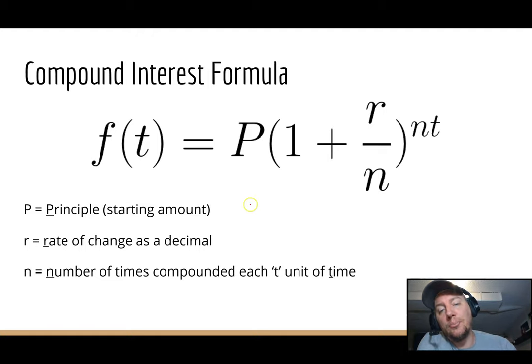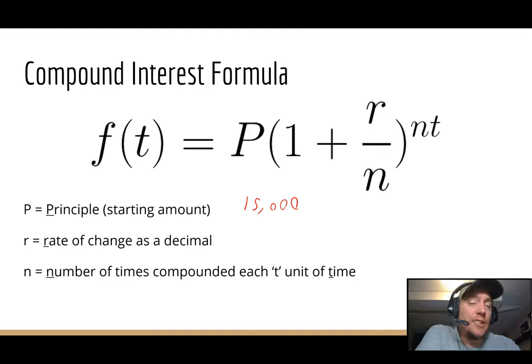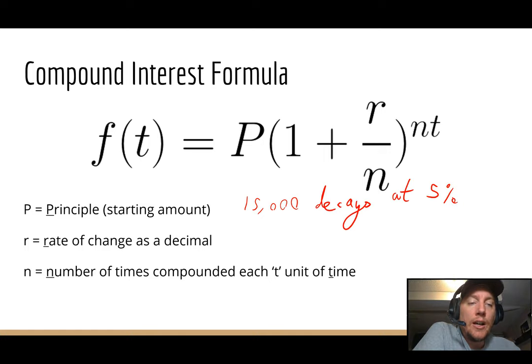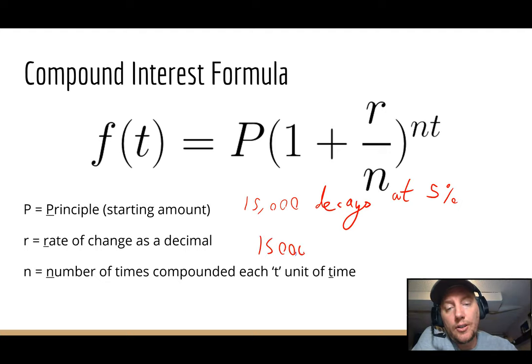So let's just use a quick example. Let's say I bought a $15,000 car, and let's say it's going to be a decay situation, that the value of the car is going to decay. So the value starts at 15,000, but let's say it decays at 5%. If that's all the information I have, then 15,000 minusing 5% is 0.95 to the T.